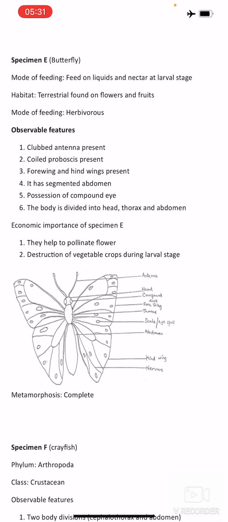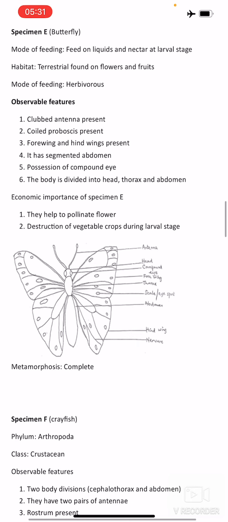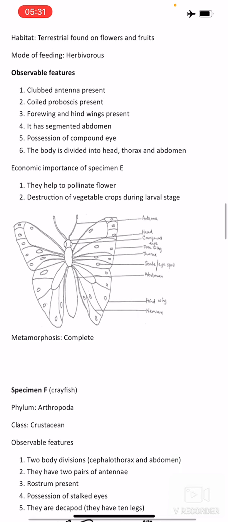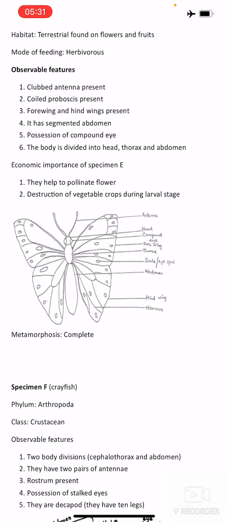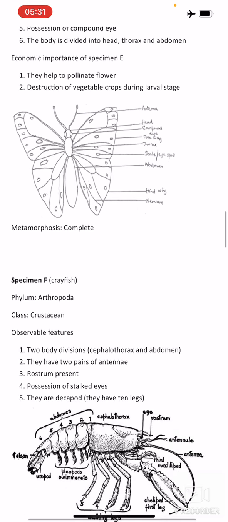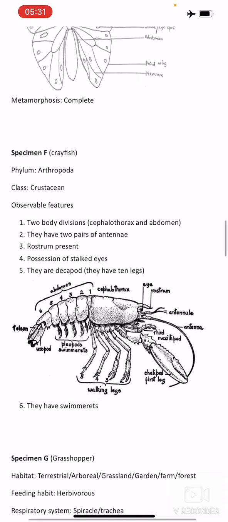Just look at it and study these observable features. And the economic importance: they pollinate flowers, and they destroy vegetable crops during the larval stage, and they have a complete metamorphosis. That's the diagram.